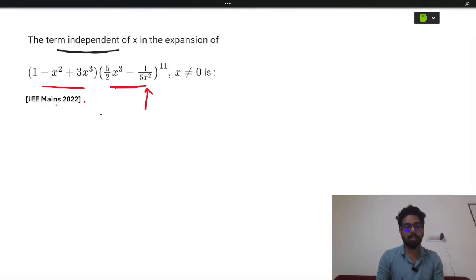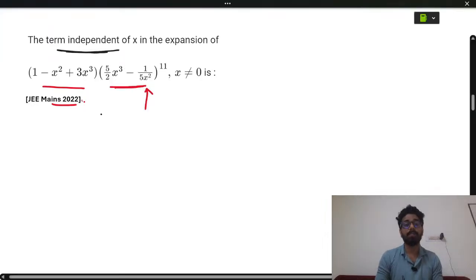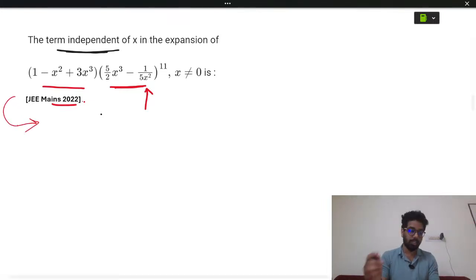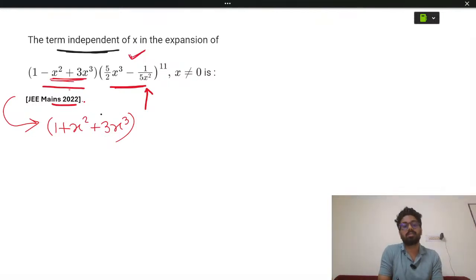Okay. So this question was asked in JEE Mains 2022, and the same variety of problem has been asked earlier. So very high chances that they will ask such kind of questions this year also. So what I will do, I will write down as it is this part, 1 plus x square plus 3x cube, and here I will write down the general term. So what we are doing, we are multiplying the terms of this expansion with the terms of this expansion, right? So I will write down the general term which is going to be multiplied.